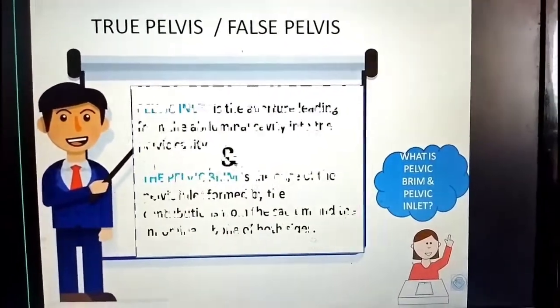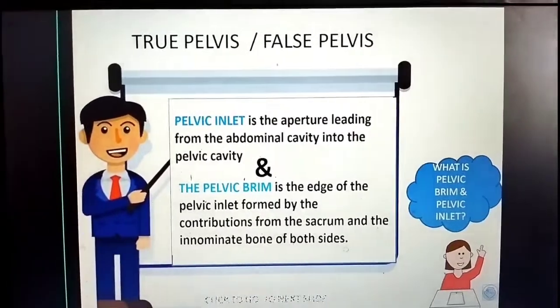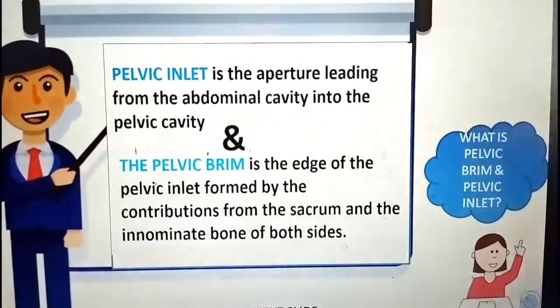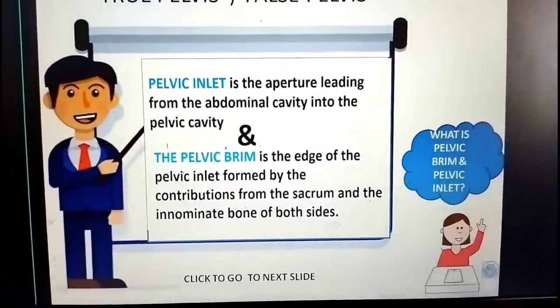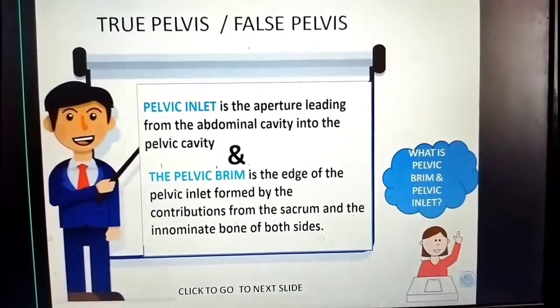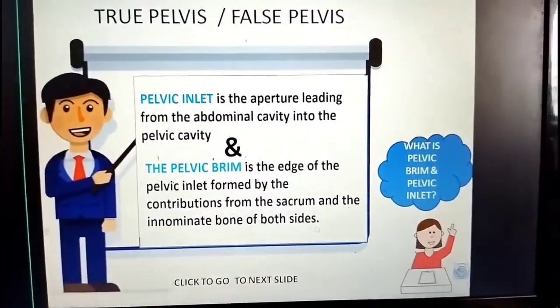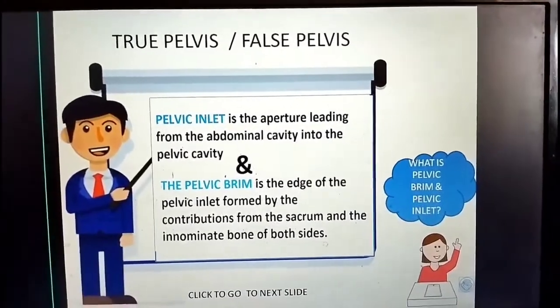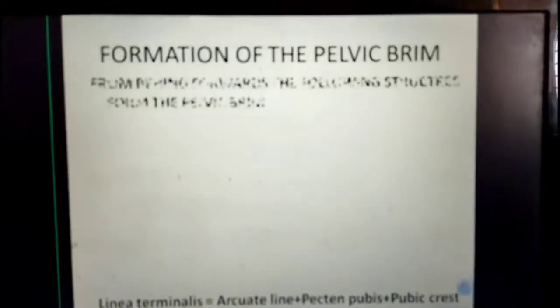Now what is pelvic brim and pelvic inlet? Are they same? No. The pelvic inlet is the aperture leading from the abdominal cavity to the pelvic cavity, and the pelvic brim is the edge of the inlet formed by contributions of the sacrum and the hip bones of both sides. Okay, we will have more discussions with slides on these two topics.